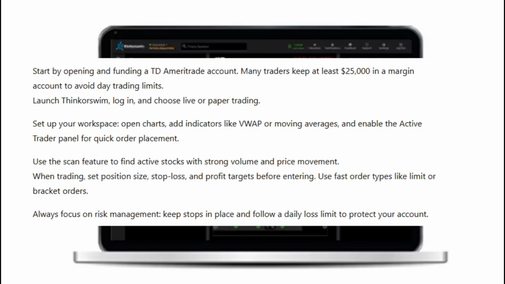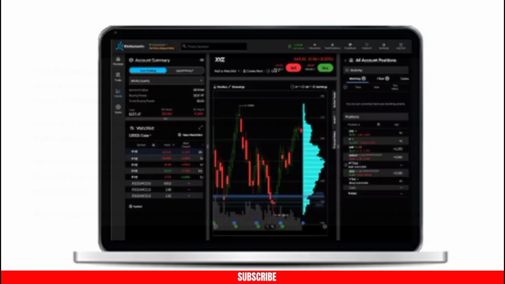After that, when trading, set position size, stop loss, and profit targets before entering. Use fast order types like limit or bracket orders. Always focus on risk management, keep stops in place, and follow a daily loss limit to protect your account.